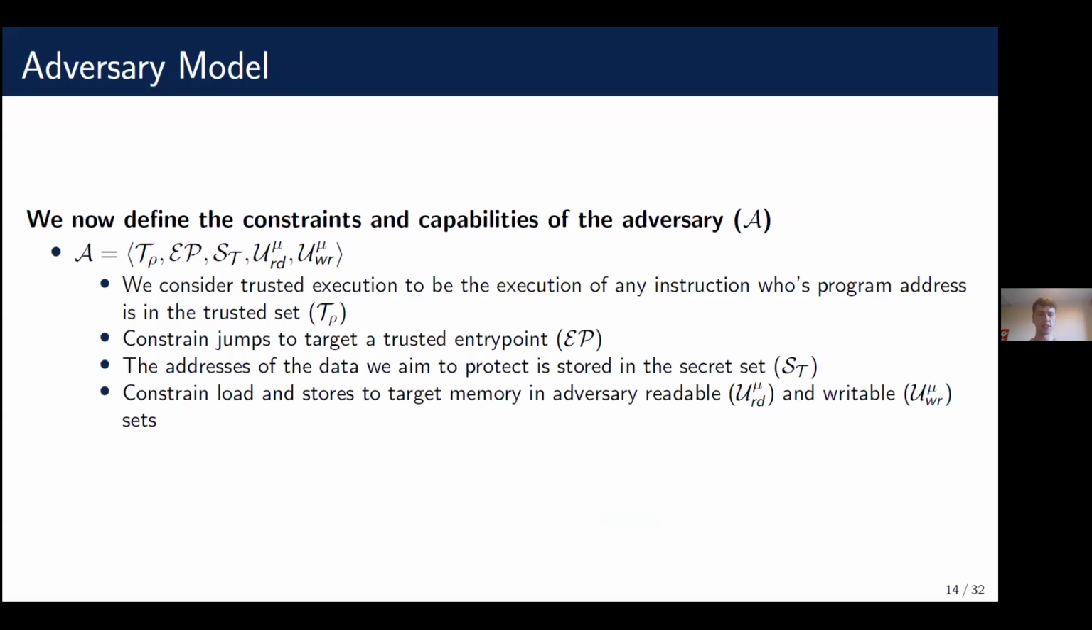We define the capabilities of the adversary as follows. We consider trusted execution, i.e. that of a kernel, to be the execution of any instruction whose program address is in this trusted set. We constrain jumps to a program address in the trusted set to target a trusted entry point. This prevents a jump past speculative barriers we may place in trusted code, which would otherwise prevent the spec fences from working.